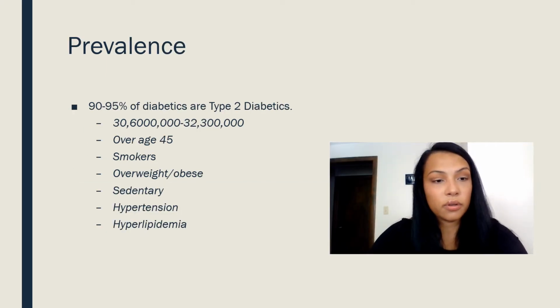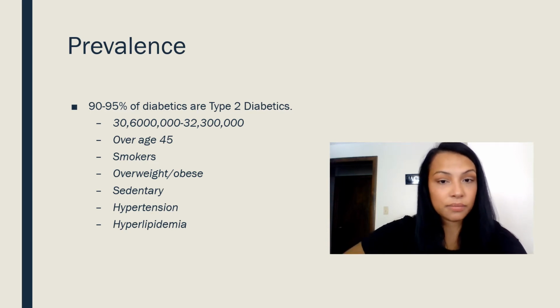So of those 34.7 million Americans that have diabetes, 90 to 95% of those are type 2 diabetics, which is roughly 30 to 32 million Americans. The average person is over age 45, somebody who smokes, somebody who is overweight or obese, somebody who has a more sedentary lifestyle, and also has other conditions like hypertension and hyperlipidemia. Somebody like that is more likely to get type 2 diabetes than somebody who does not have these risk factors.